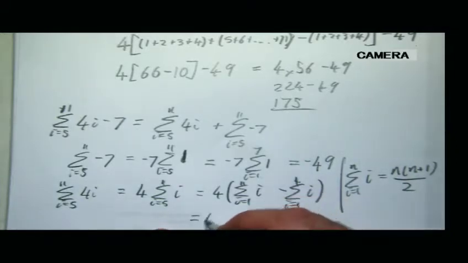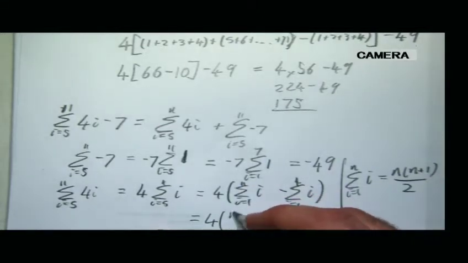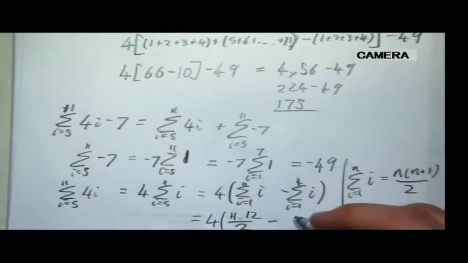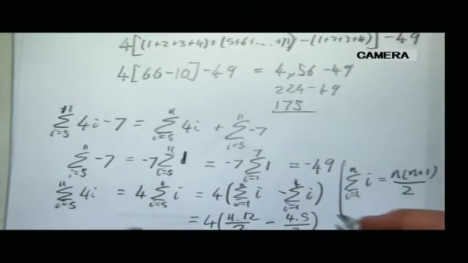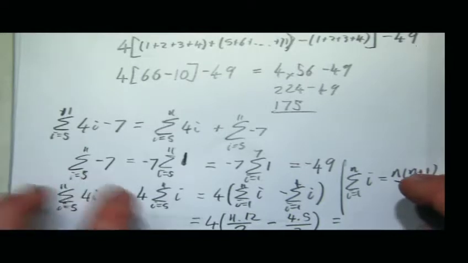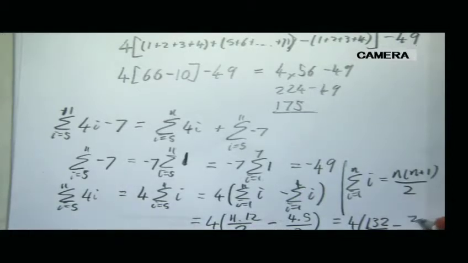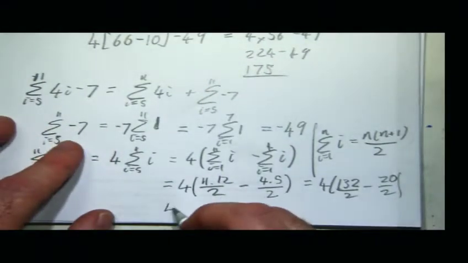Anyway, this bit. So it's going to be 4 by, so this one here, my n is 11. So I've got 11 times 12 divided by 2 minus, my n is now 4, 4 times 5 divided by 2. And so this is going to get me 11 times 12 is 132. Yeah, that sounds about right. So 4 by 132 on 2 minus 20 on 2. Whoops. So I'm going to get 4.